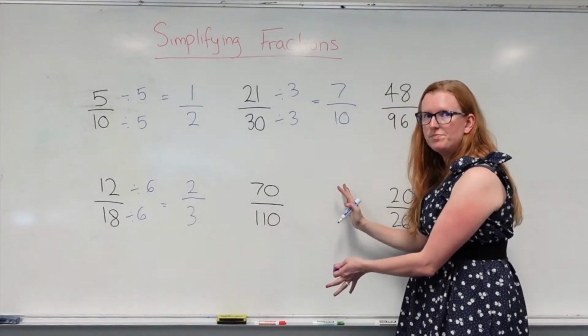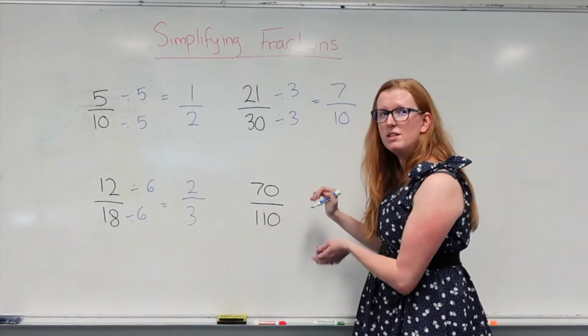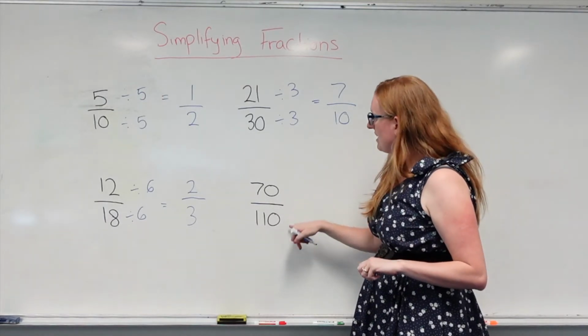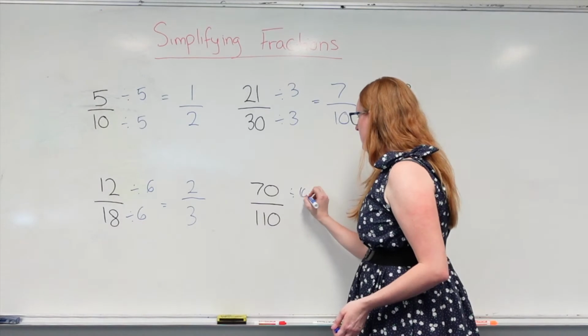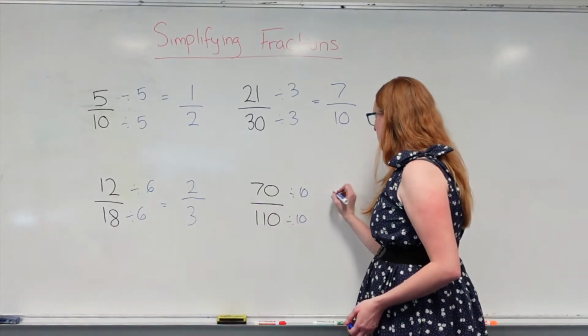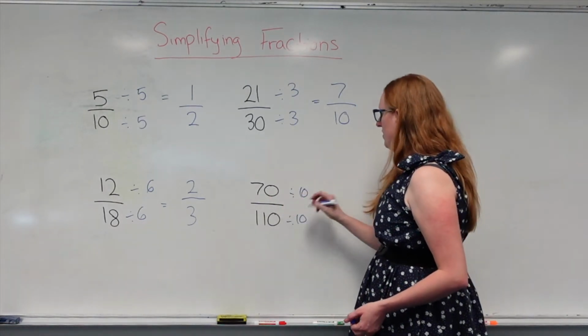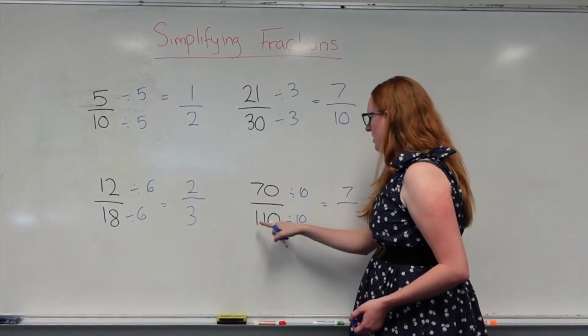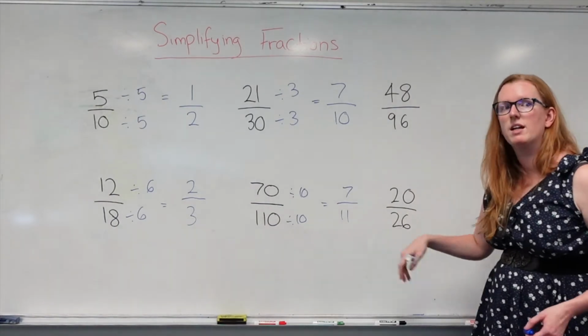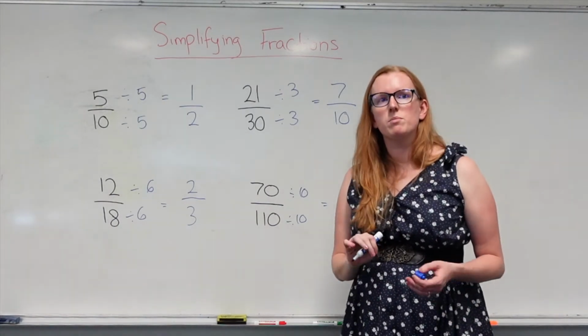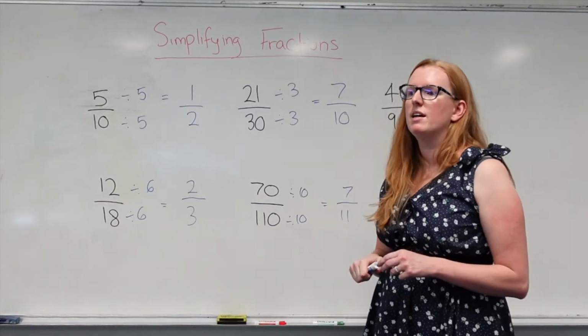Alright, now here, a really quick way to do this. Any time that both numbers have a 0 on the end, you know that you can divide by 10. So I'm going to divide by 10, divide by 10 to the top and the bottom. 70 divided by 10, I get 7. 110 divided by 10, I get 11. So 7 over 11.